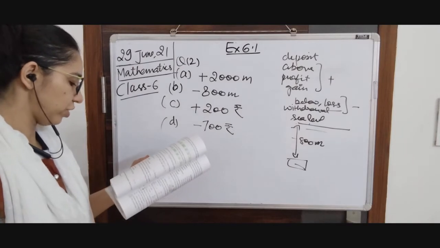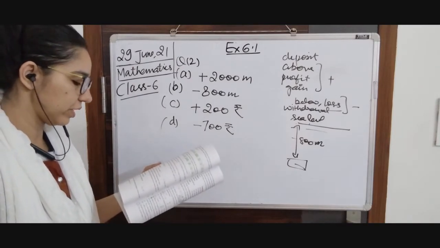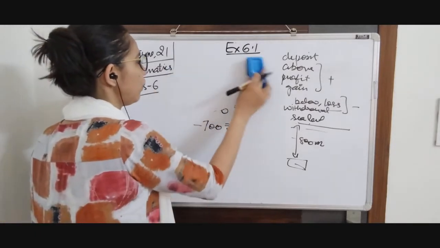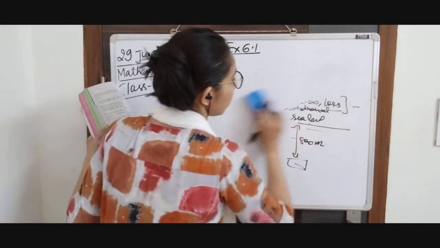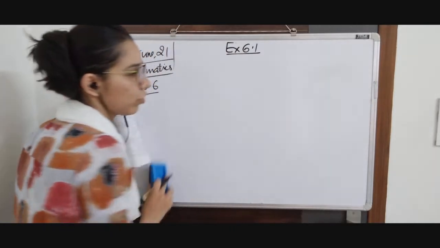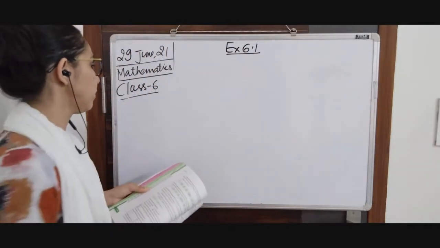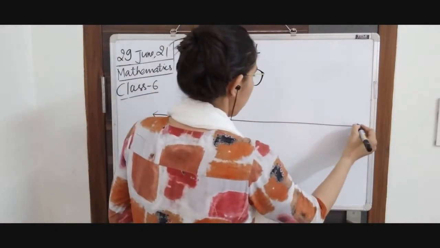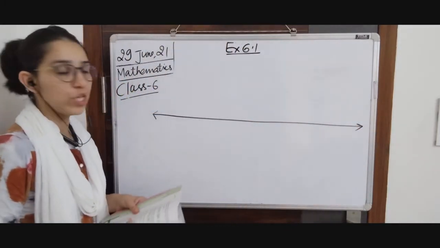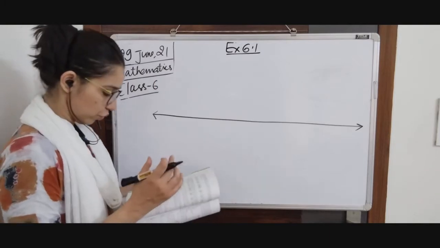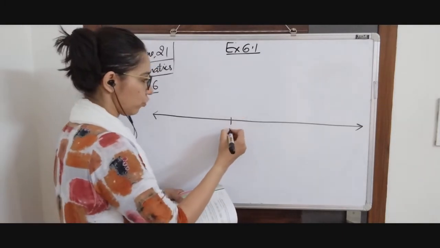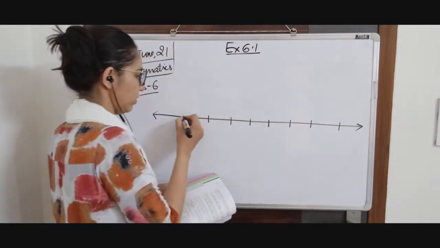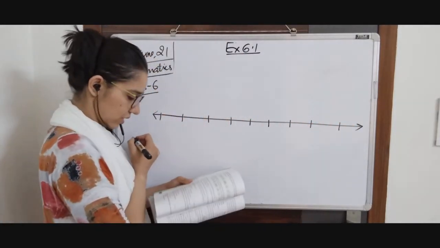Now in question number 3, we have to represent the numbers given on a number line. On the board, I'll be using a rough number line. You have to use your ruler, and you have to make a straight line. On the straight line, you have to make equal divisions with your ruler, and you have to mark points like this. These should be on equal distances.